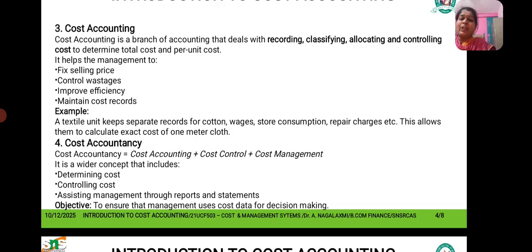Now we are moving into cost accountancy. Cost accountancy is nothing but cost accounting plus cost control plus cost management.